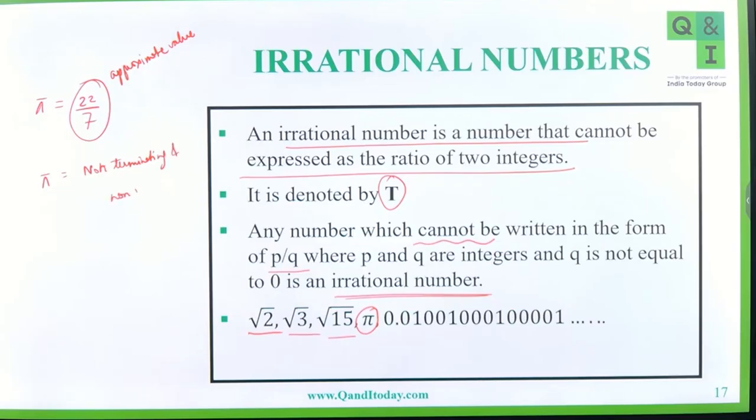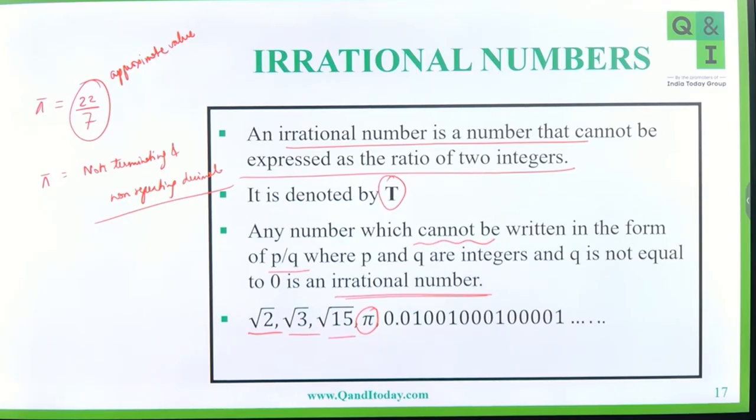and non-repeating or recurring decimal. So the value of pi is 3.142 and it goes on, right? So you cannot ascertain the final value because it goes on till infinity.